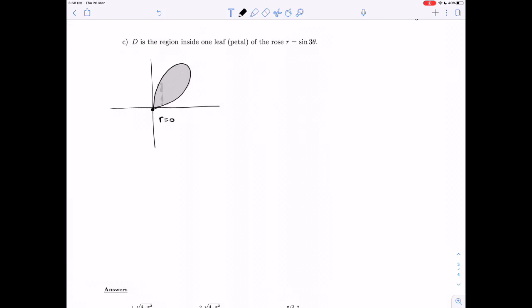When r starts at 0, then r is going to keep going all the way around, and then we'll end up at r equals 0 again. So we need two consecutive values of r equals 0. Well, if r equals 0, 0 is sine of 3 theta. The sine is 0 when k pi is the argument, k for any integer. So k pi over 3 will be our theta.